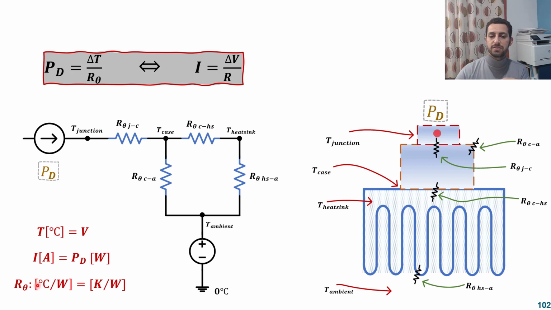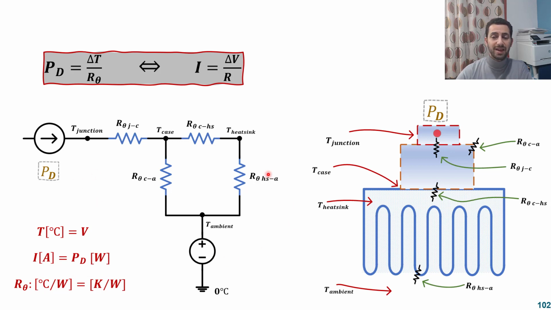And you will find some datasheets presenting the values as how many degrees per watt or how many kelvins per watt. If you find this or this, they are the same. Why? Because an increment in kelvin per watt is exactly the same as an increment in degrees per watt. So it's a ratio equals a ratio. So that's why if you find kelvin or degree, don't try to convert. Just take it as it is because they are equal.